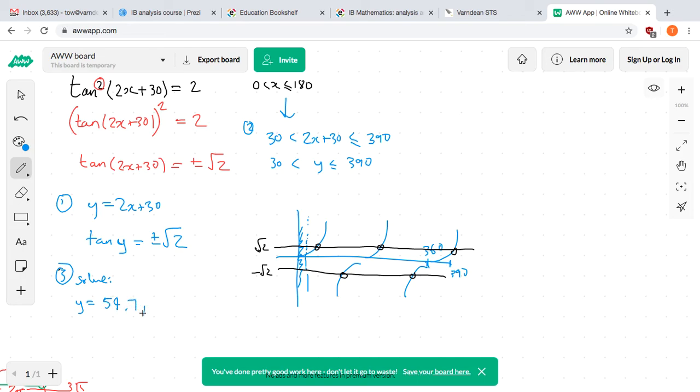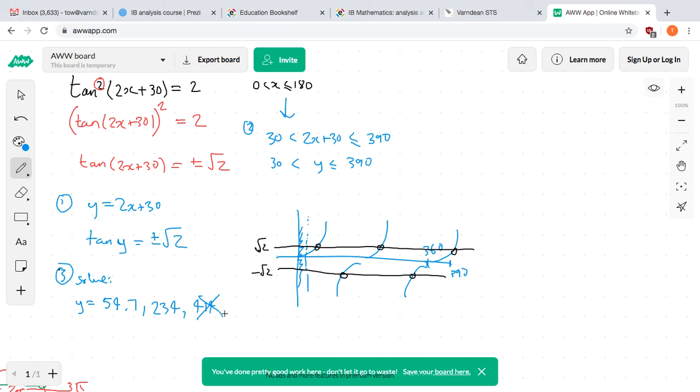Remember the nice thing about tan, just add 180, get your next solution. Let's add another 180, see what comes out. 414, too big, it's outside of the range, because the range goes up to 390, so ignore that.